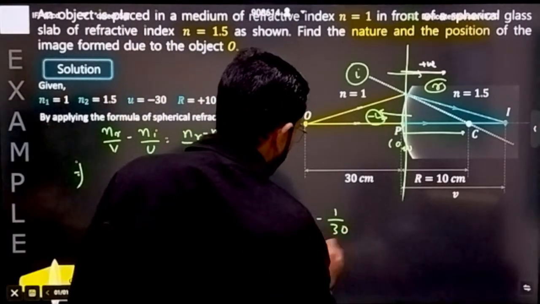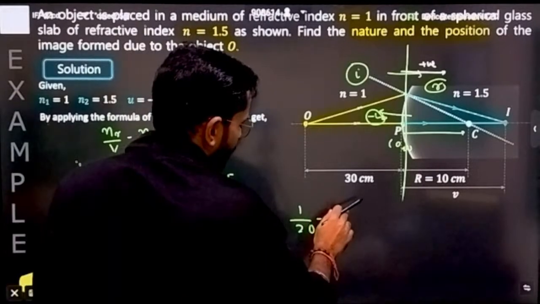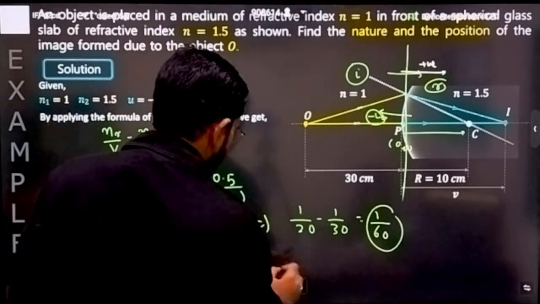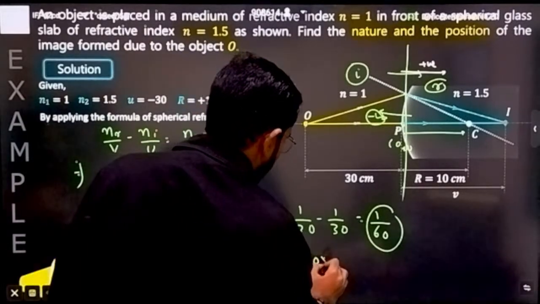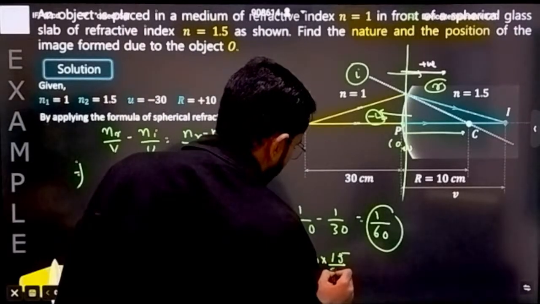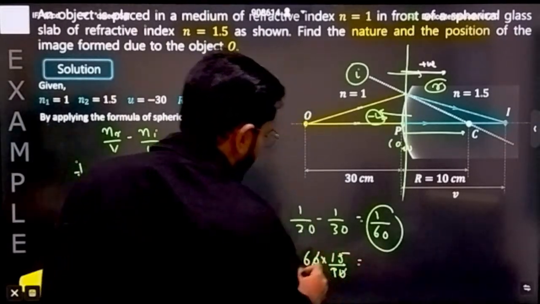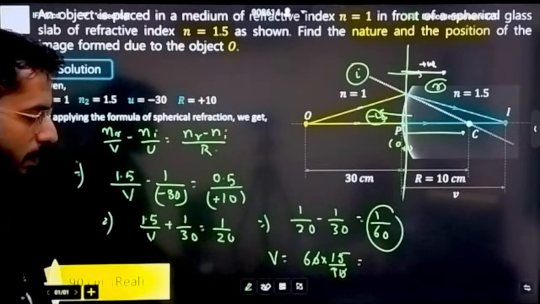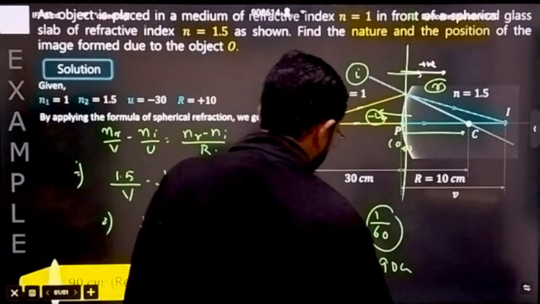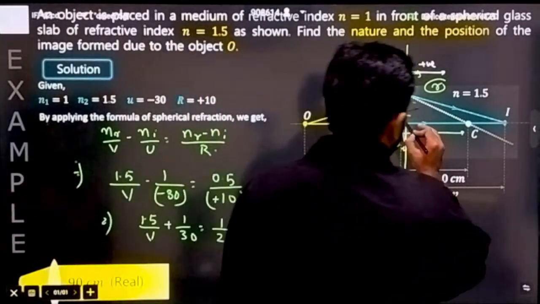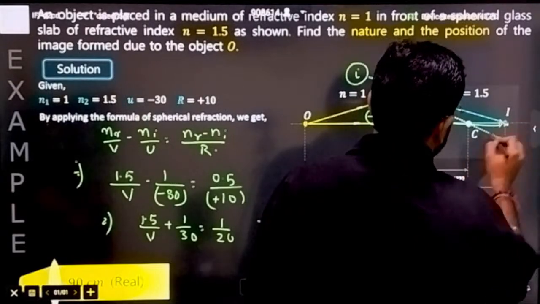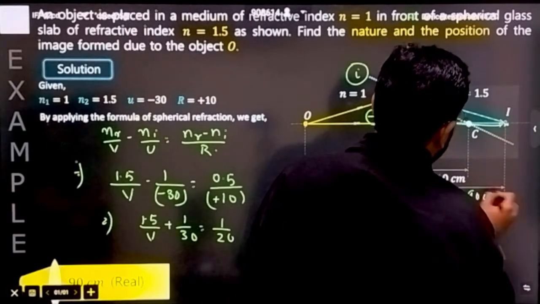What will be the calculation? Multiply: 3 minus 2 becomes 1 divided by 60. That means v can be written as 60 multiplied by 1.5, or directly write 15 divided by 10. This will get cancelled. 15 into 6, how much is 15 into 6? 15 into 6 is equal to 90 centimeter, and it is coming out positive. That means the image is forming on the positive side, at a distance of v equal to 90 centimeter.